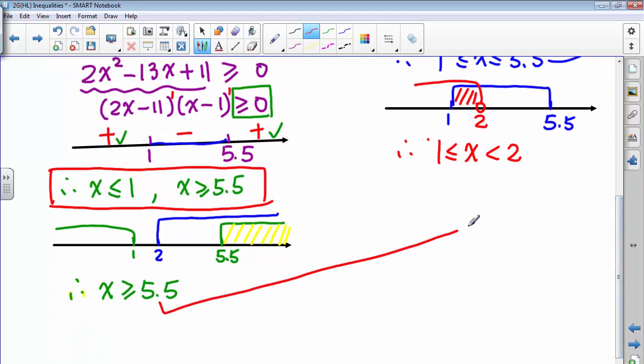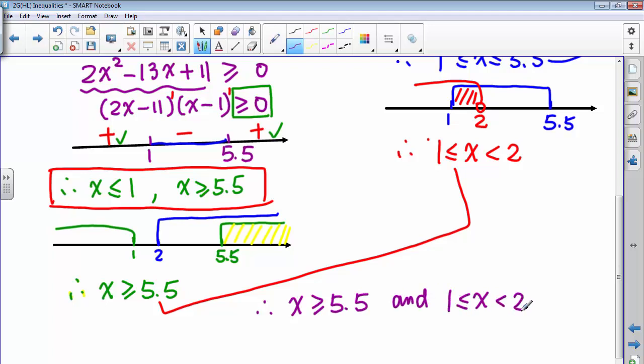At the end, I combine these two solutions for the final solution. So the final solution can be x is greater than or equal to 5.5, and x can be larger than or equal to 1 and smaller than 2. Okay, that's how we can solve this one algebraically.